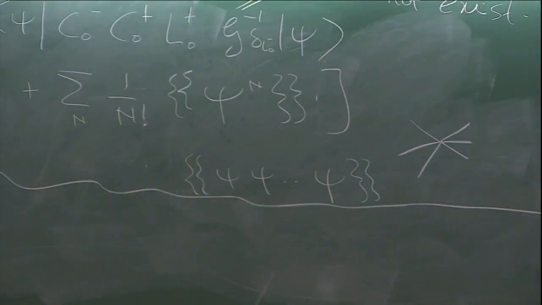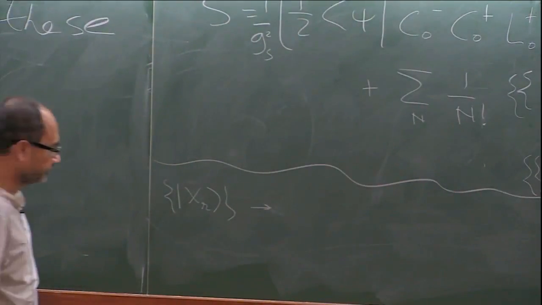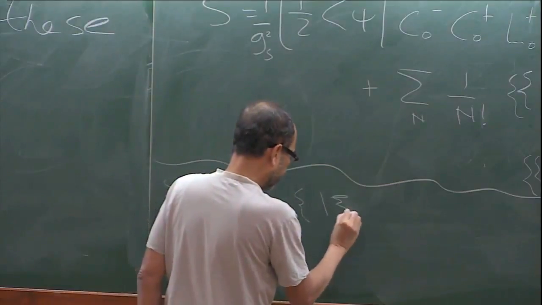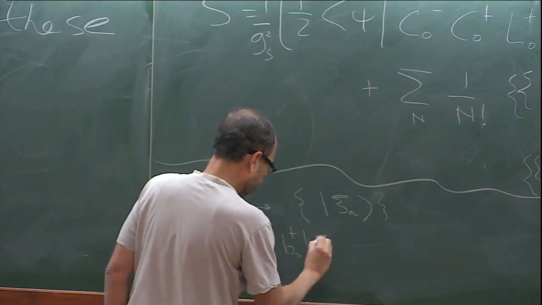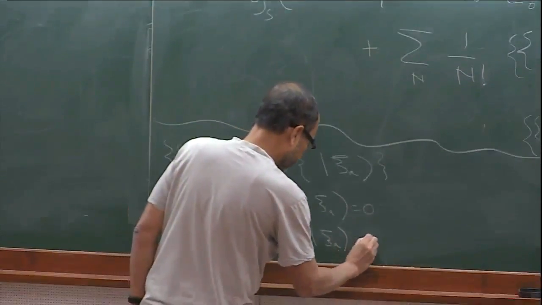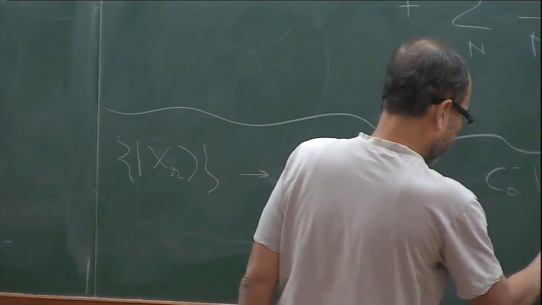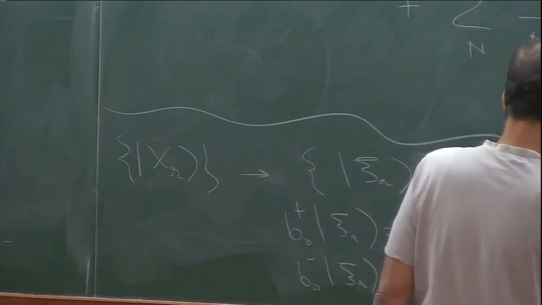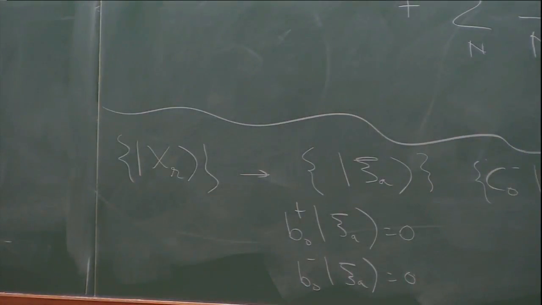Okay. So we had introduced this basis states chi r, right? But now, this chi r, the whole set of chi r, I will now divide up into 4 different subsets. Let me call this xi a. This xi a satisfies the condition that b0 plus on xi a is 0 and b0 minus on xi a is 0. Then you have c0 minus on xi a, C0 plus on xi a, and C0 minus C0 plus on xi a.